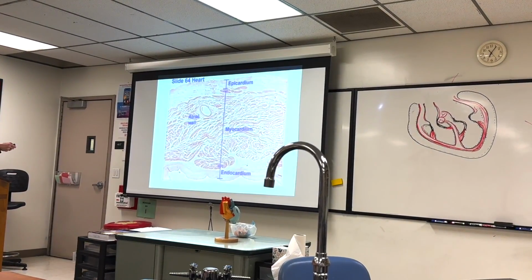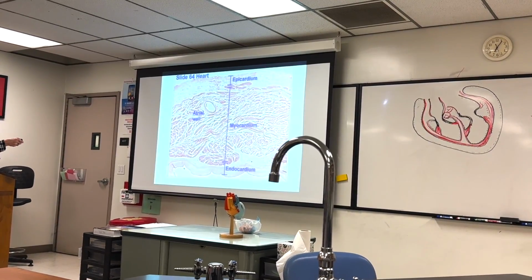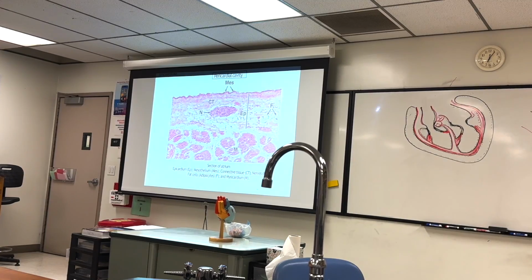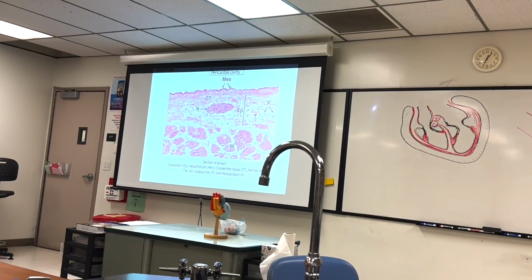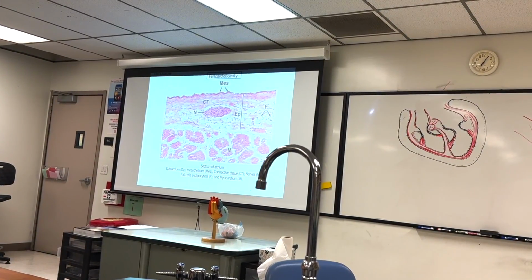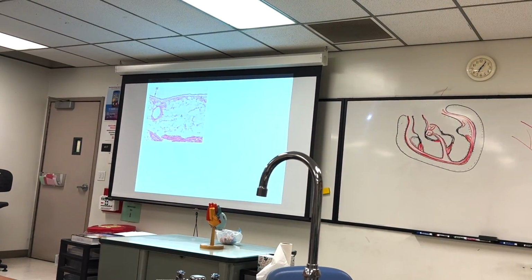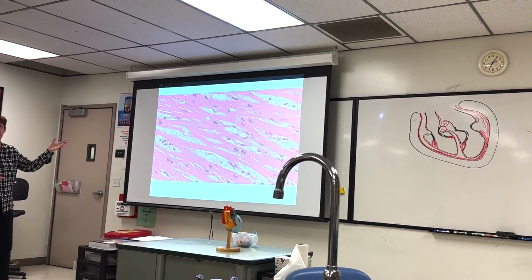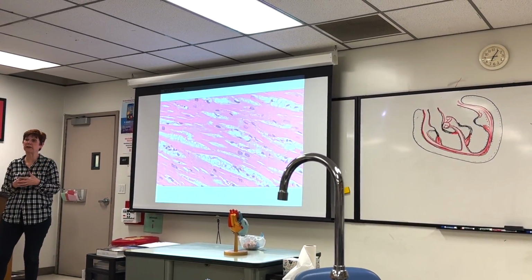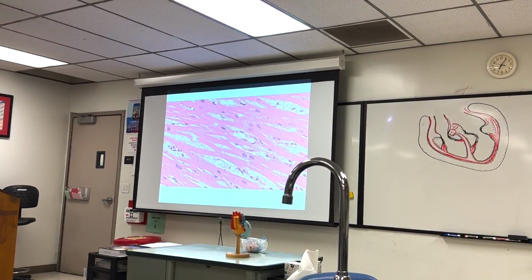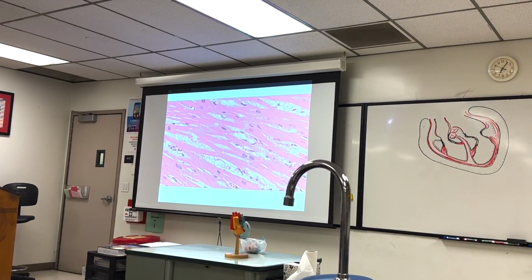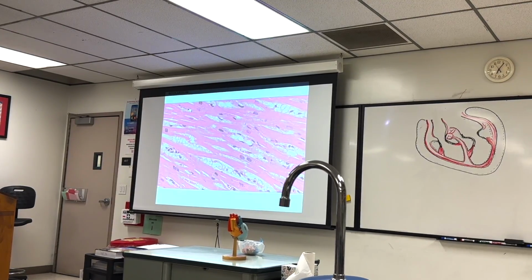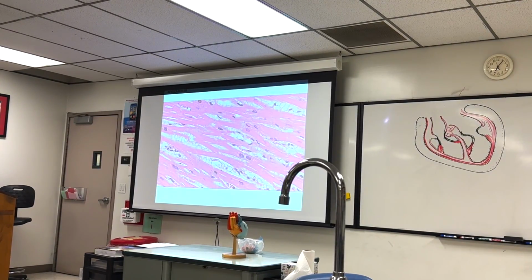So again, you can see a comparison between, now it's split, the epicardium on the top and the endocardium on the bottom. And this is the epicardium again, simple squamous epithelium. And again, the fat. And here are the muscles. They share characteristics of both smooth muscle and skeletal muscle. Both smooth muscle and cardiac muscle are innervated by the autonomic nervous system.